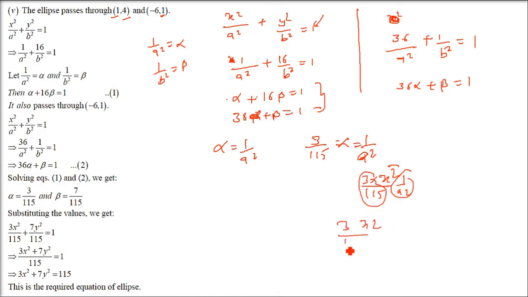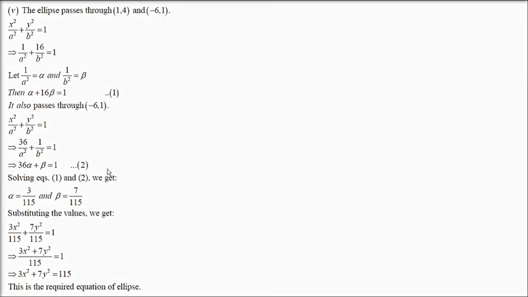So x square, 3 x square by 115. Same you are going to do for the y square. 1 by b square is beta. So beta is 7 by 115, but this is 1 by b square, so you can directly put 7 by 115 here. That is going to be 3x square by 115 plus 7y square by 115 equals 1. Now multiply both sides by 115, you'll get the required equation. 3x square plus 7y square equals 115.